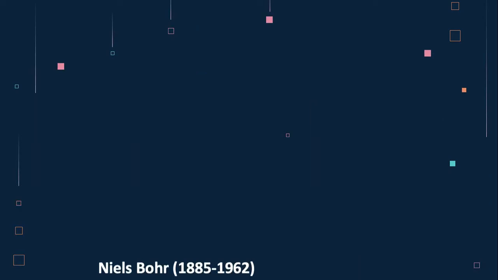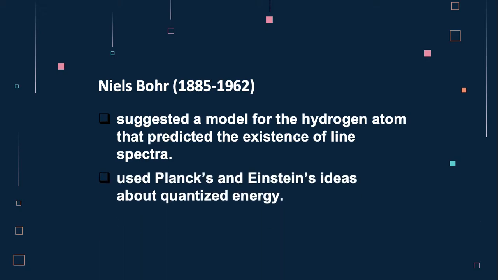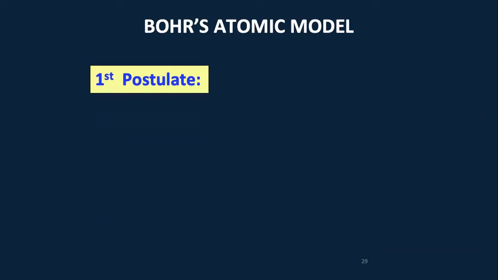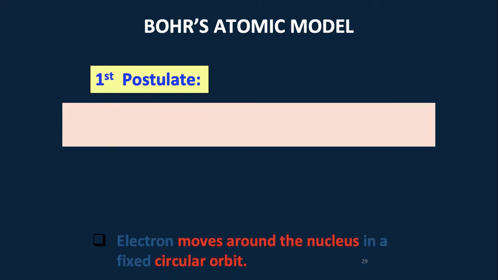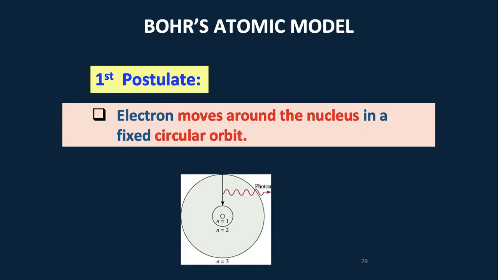Atomic model. Niels Bohr suggested a model for the hydrogen atom that predicted the existence of line spectra. This model used Planck's and Einstein's idea about quantized energy. There are 4 postulates in Bohr's atomic model. The first one: the electron moves around the nucleus in a fixed circular orbit.